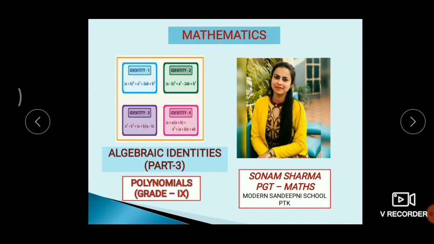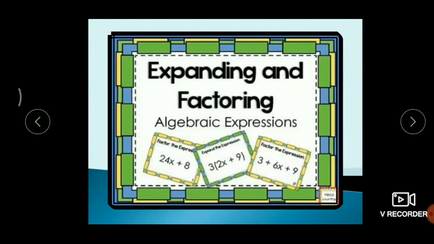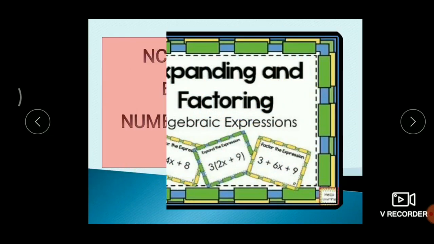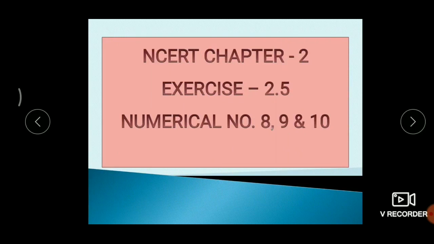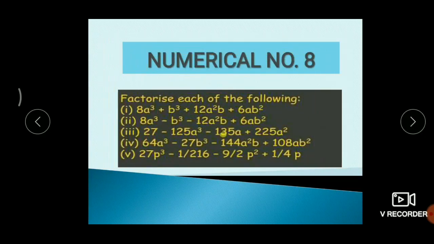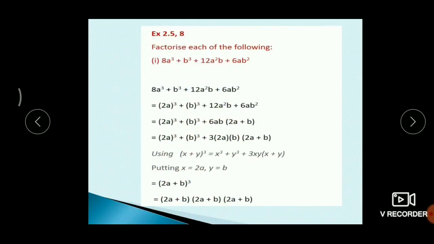Today we'll discuss algebraic identities, and because we have discussed them in our previous session also, we'll be continuing it. Today we will discuss expanding and factoring algebraic expressions, NCERT chapter 2 exercise 2.5, numerical number 8, 9 and 10. So here is numerical number 8. You have to factorize each of the following given polynomials. A few polynomials we'll be solving here.